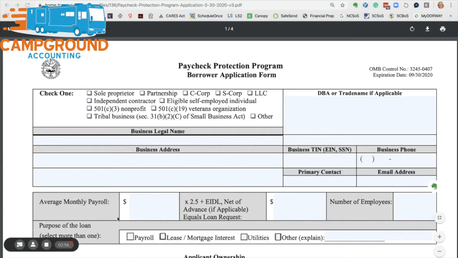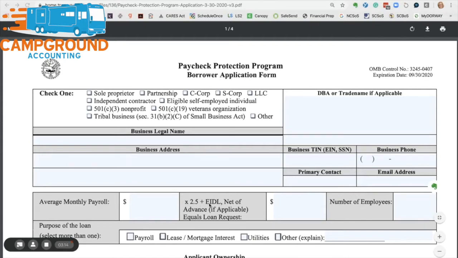All right, now when we reach down to the average monthly payroll number, this is again payroll costs as previously defined in our other videos and in the calculation worksheets. You will list that number multiplied by 2.5.